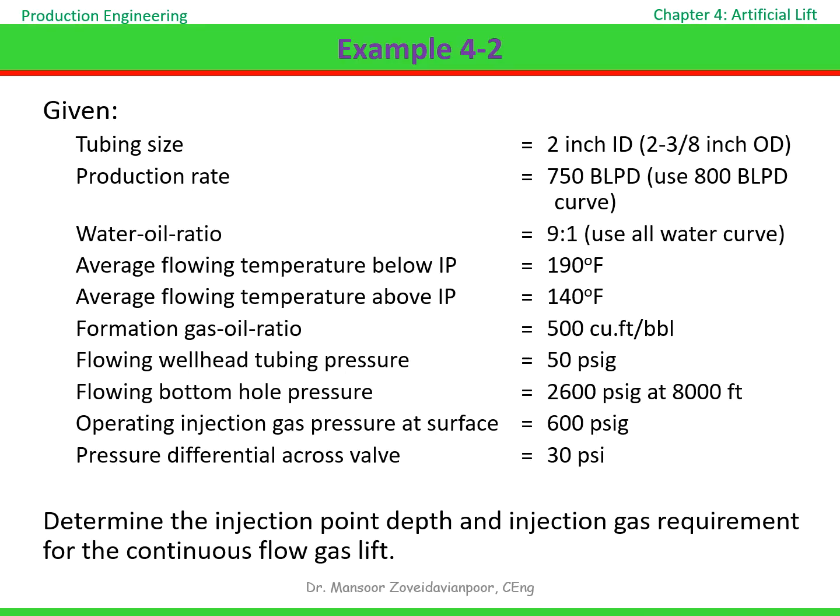Here's another design example. This time, you're given the production rate, tubing size, pressures, temperatures, GOR, and injection gas conditions. Using the pressure traverse method we just learned, determine two things: the injection point depth and the required gas injection rate. Focus on the procedure rather than the arithmetic. If the method is correct, the answer will follow.